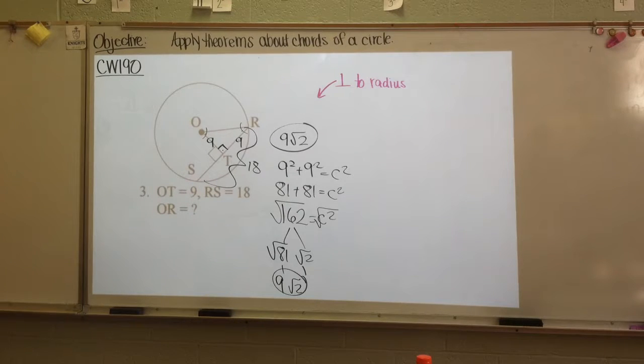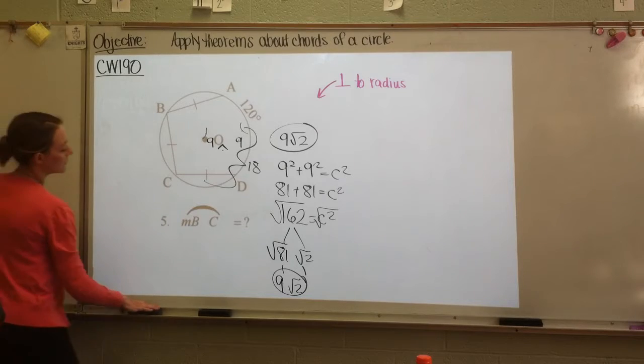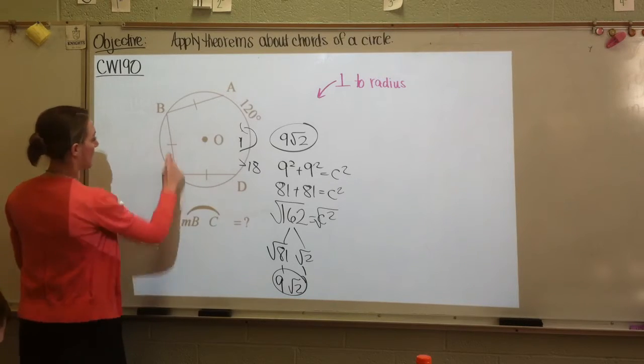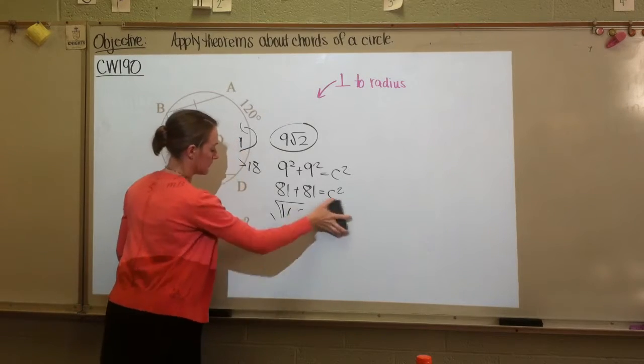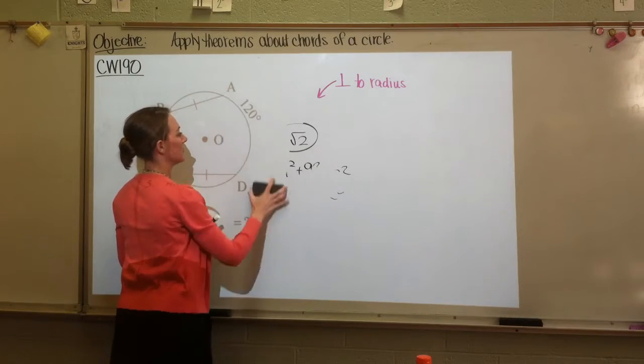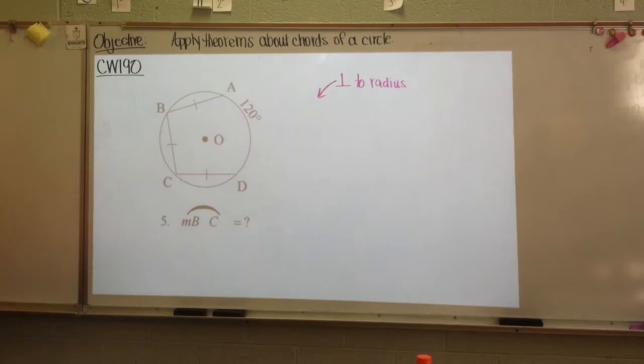All right, let's look down at number 5. Number 5, we're going to have to do a little bit of work. What is it? The measure of arc BC? AD is 120. But what are we looking to find? This one. 80. How'd you get 80? That's 360 minus 120 divided by 3.